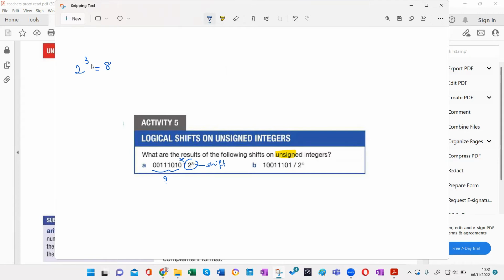And what is the number of shifts? It's this power value. This is the number of shifts, which is 3. So 3 places to the left, and the value is going to be multiplied by 8. 2 to the power 3 is 8. Simple. Okay, now let's do it. You also do it. Let's write the original value first. 0, 0, 1, 1, 1, 0, 1, 0.